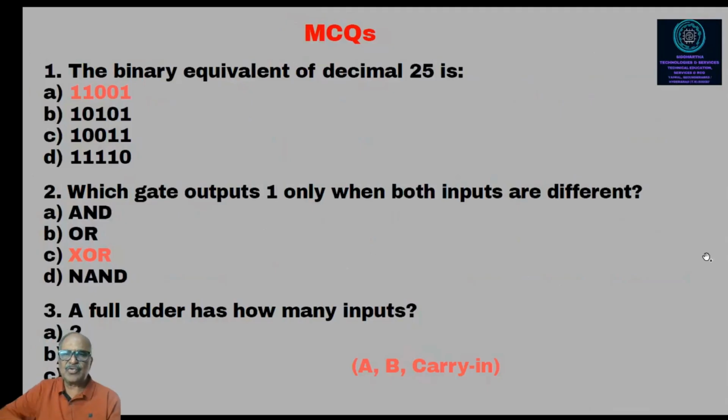So let's go to the next and important part, not a topic, that is a few of the MCQs I have taken. Question 1: the binary equivalent of decimal 25 is 11001. So this has to be done with practice. Second question: which gate outputs 1 only when both inputs are different? That is the XOR gate. When you go through the truth table, you will understand this. Question number 3: a full adder has how many inputs? It has 3: A, B, and carry in. That is the correct answer.